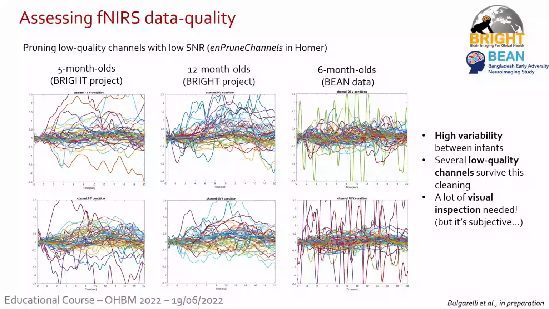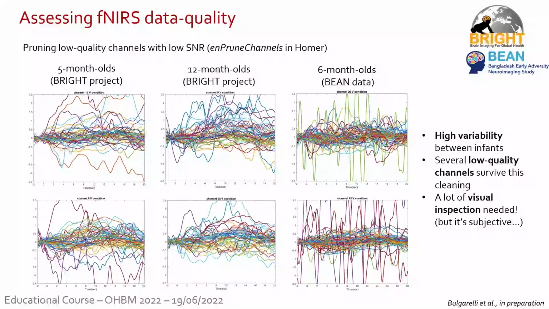The channels were pruned, so eliminated at the beginning, with just a very basic function in Homer. But as you see, there was still a lot of variability between infants. There were still loads of low quality channels surviving this cleaning. Therefore, the only thing left to be done was to go back and manually visually inspect every channel and delete the channels that I wasn't happy about. There were still loads of very noisy channels that were clearly not functionally related, that I didn't want in my data.